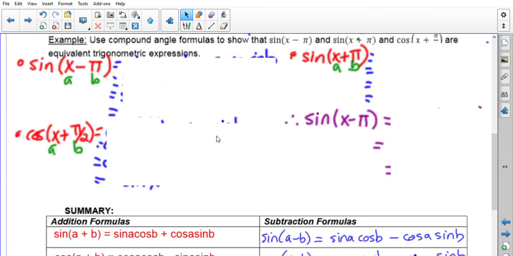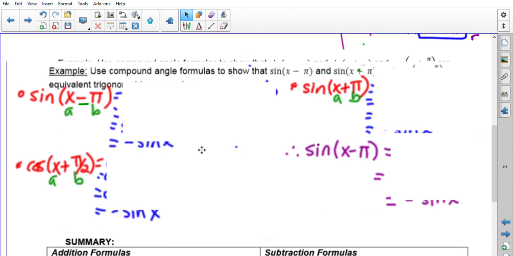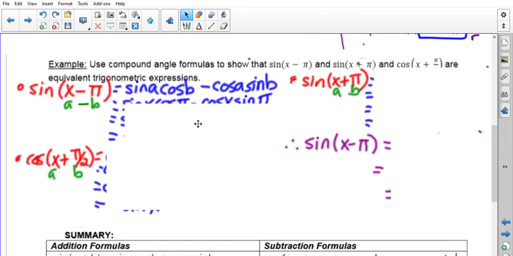Lastly, to finish off here, it says use the compound angle formulas to show that all these expressions are equivalent. So we have sine x minus pi. This looks like sine a minus b. Let's put that in there. That's our sine a minus b formula, so it's going to be sine x cos pi minus cos x sine pi.